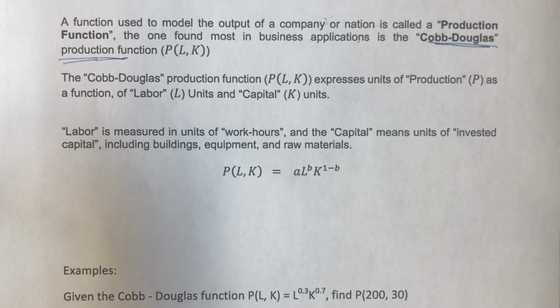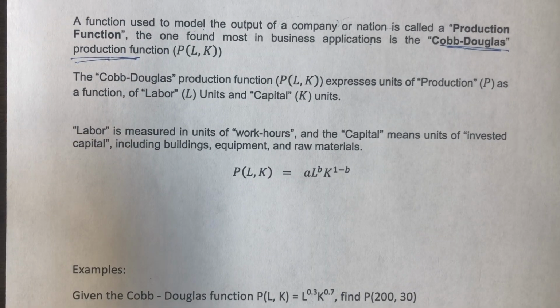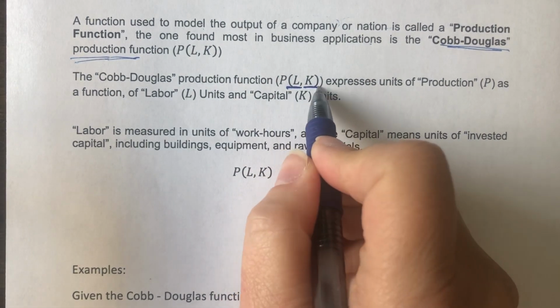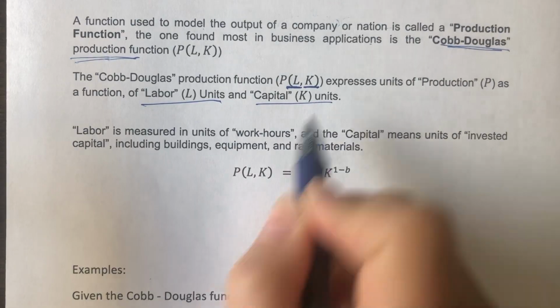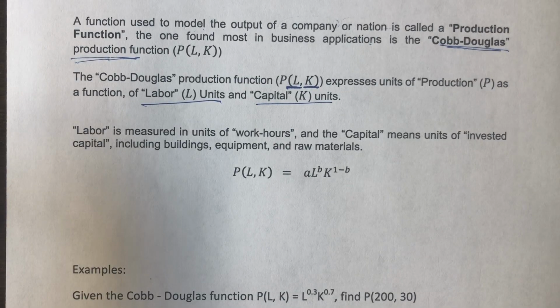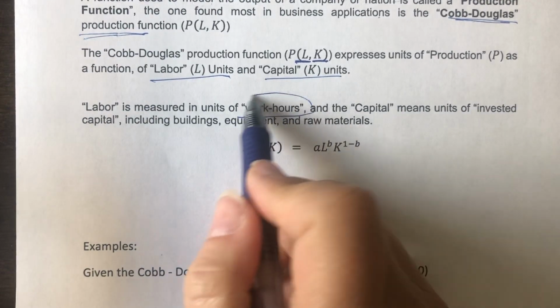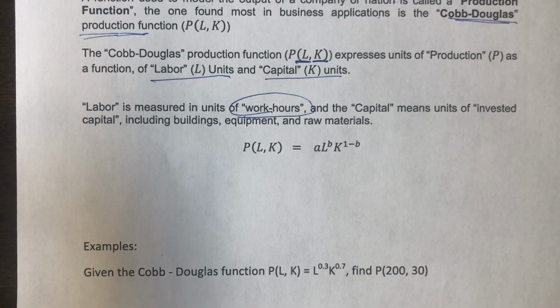All right, well, what does that depend on? The Cobb-Douglas function specifically looks at this production in terms of labor and capital. And what do we mean by labor? Well, as I put here, work hours, right? So labor means how much are you paying your employees? Like how many employees do you have and how many hours do they each work a week, right?